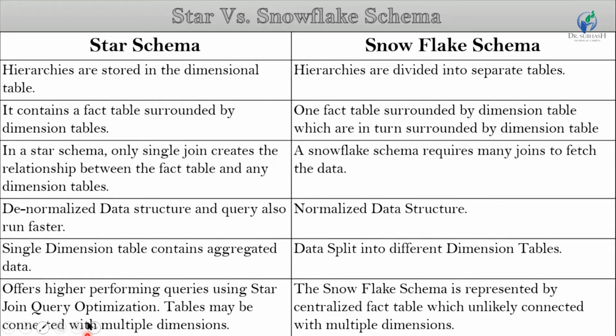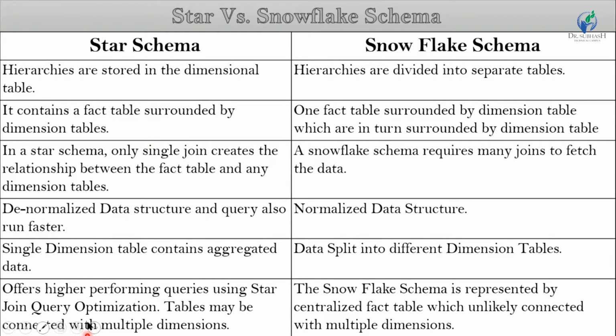Next is, in a star schema, only a single join creates the relationship between the fact table and any dimension table, while in snowflake schema, many joins are required to fetch the data. Next, in star schema, denormalized data structure and queries also run faster, while in snowflake schema, it is a normalized data structure. Next, in star schema, a single dimension table contains aggregate data, while in snowflake schema, data splits into different dimension tables.